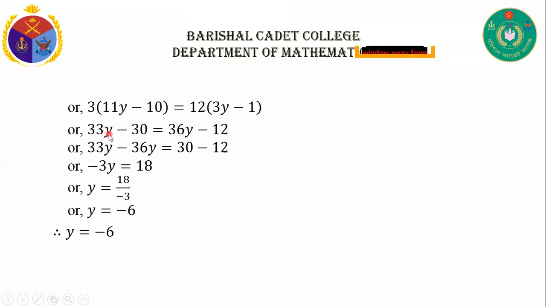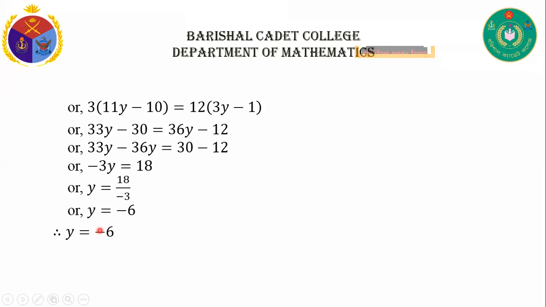After cross multiplication, 3 into 11y minus 10 equal to 12 into 3y minus 1. So 3 into 11y is 33y minus 30 equal to 12 into 3y, that is 36y, minus 12. After transposing the variable to the left hand side and the constant to the right hand side, 33y minus 36y equal to 30 minus 12, that is minus 3y equal to 18. So y equal to 18 divided by minus 3, and y equal to minus 6. Our solution is y equal to minus 6.